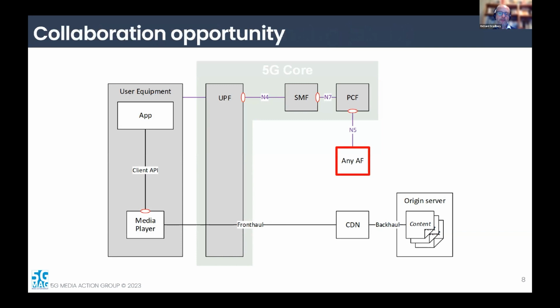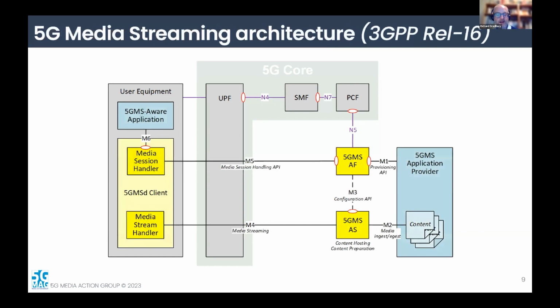The interesting bit though is this reference point N5, which allows the policy control function to expose APIs to any application function. And what we've done in 3GPP is to take that and develop this 5G media streaming architecture. So at the bottom of the diagram, the labels of the boxes have changed slightly. The CDN is called a 5GMS application server. The media player is called a media stream handler, but they're essentially doing the same jobs. The interesting bit is above, because it allows something on the application side, this media session handler, to invoke an API on this 5G media streaming application function. And then that allows the application to indirectly interact with the policy control function. So that's where the magic happens. And all of that is under the control of a 5GMS aware application at the top left there.